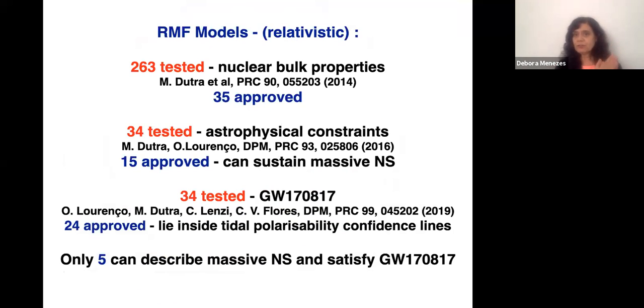So from the 263 nuclear models I tested, I had 35 approved. So I used these 35 and checked how many would satisfy astronomical constraints. That's neutron stars with masses of the order of 2 solar masses, and then I got 15. And how many of them would satisfy the tidal polarizability restrictions that came from the gravitational wave detection, and I obtained 24. But only 5 can describe, at the same time, massive neutron stars and satisfy gravitational wave constraints.